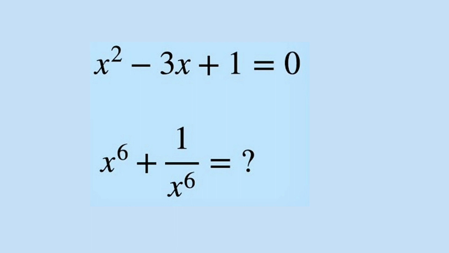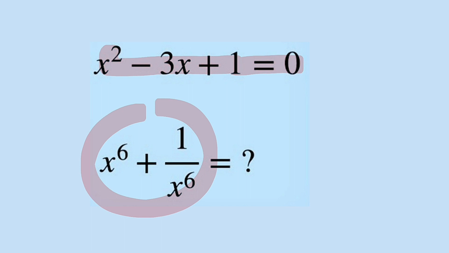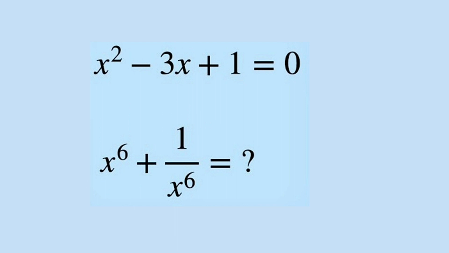What we are given is a quadratic equation x squared minus 3x plus 1 equal to 0. And we want to find the value of x to the power of 6 plus 1 divided by x to the power of 6.